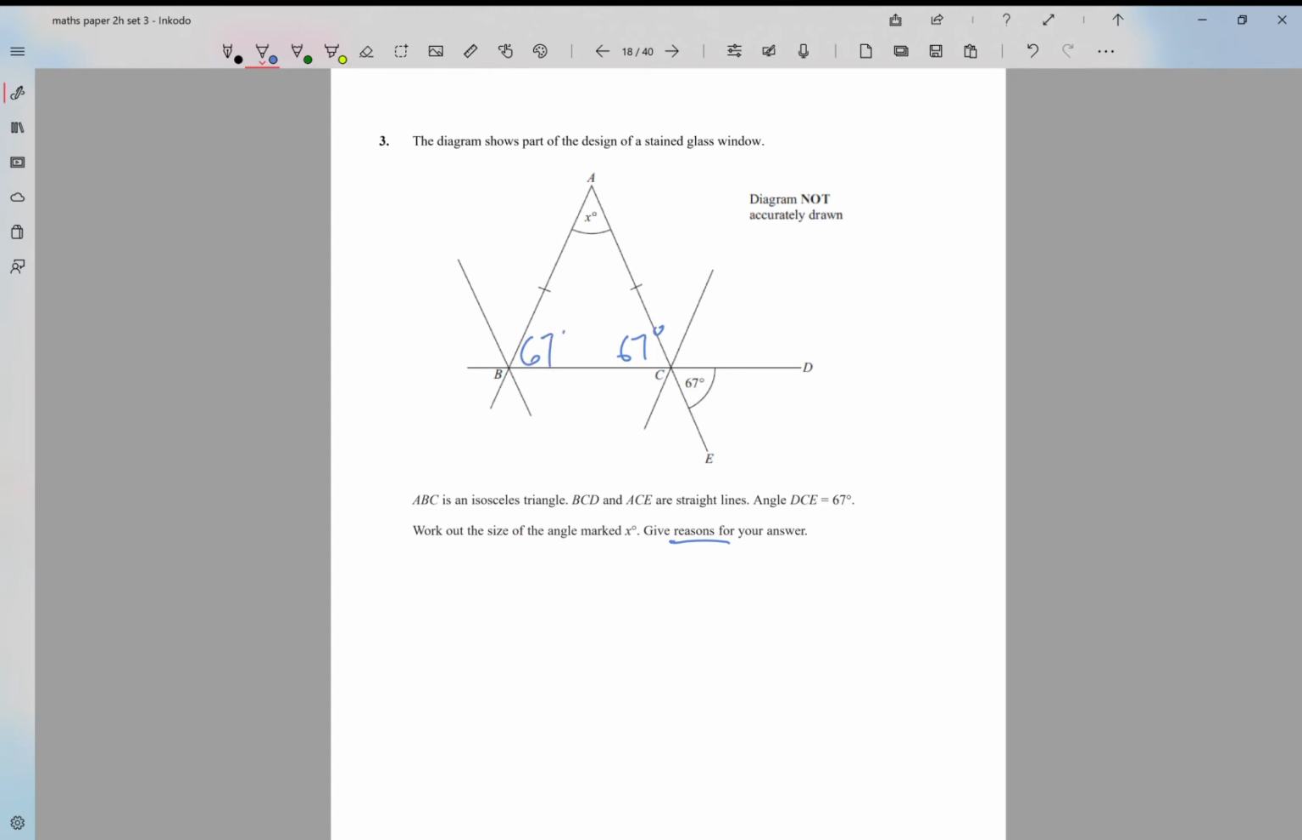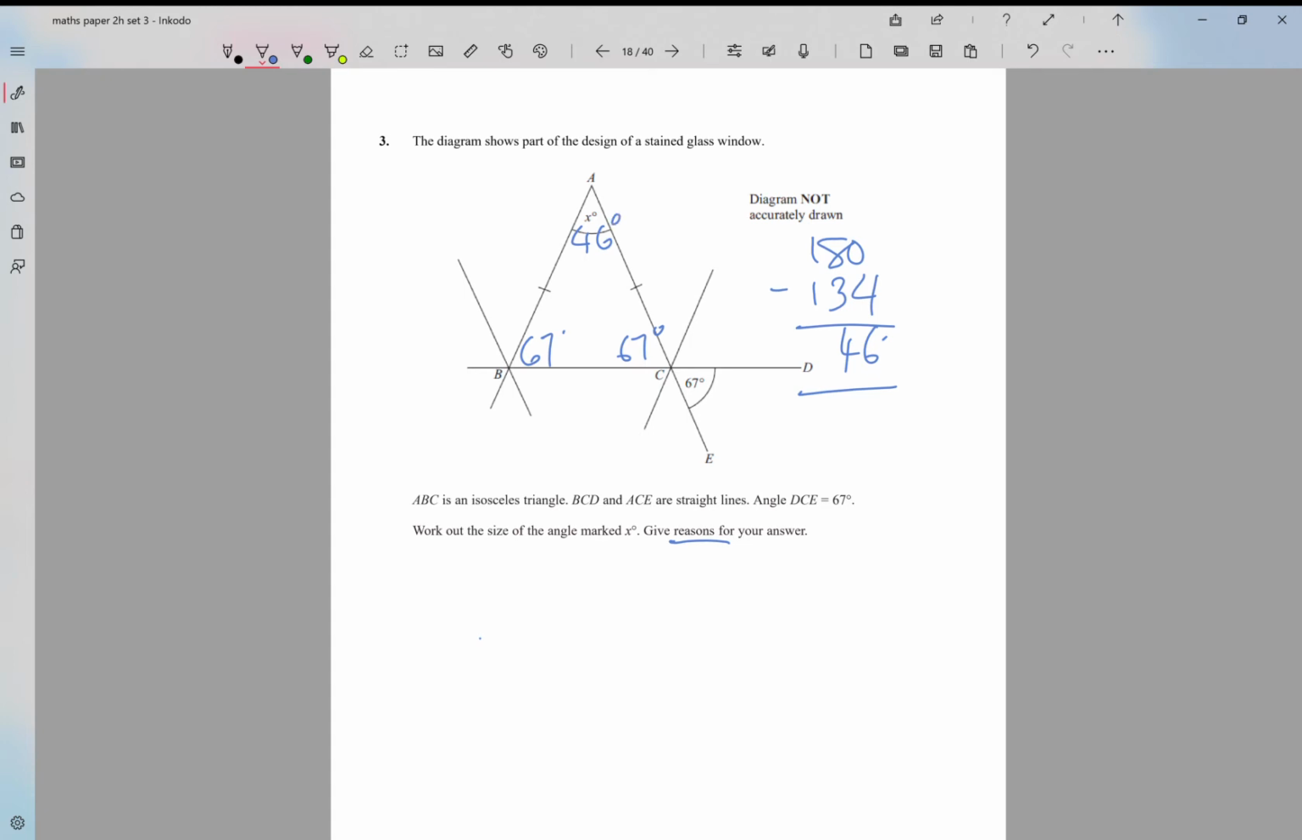And then if you look at this as a whole, the triangle ABC is a triangle, so all the angles have to add up to 180. So you add up the two 67s, and then take them away from 180 to find the difference. So that's 134. So 180 minus 134, which is going to be 46. And that is your answer up here.